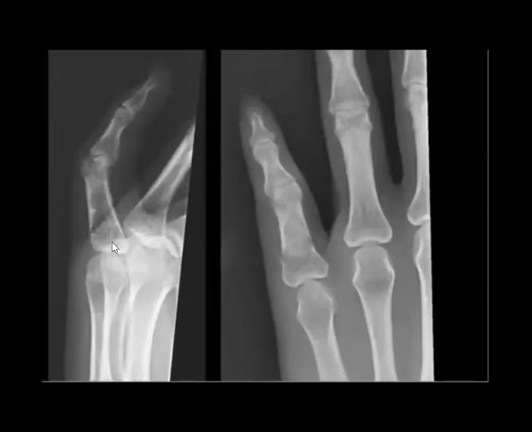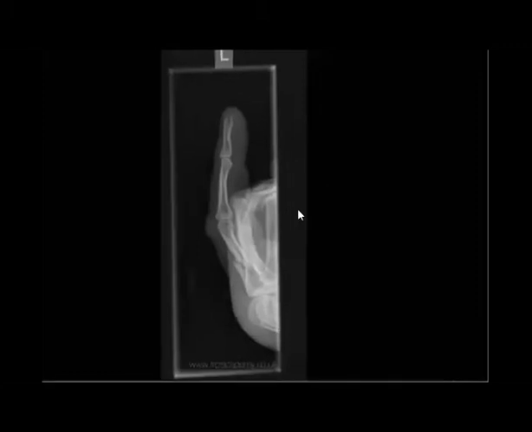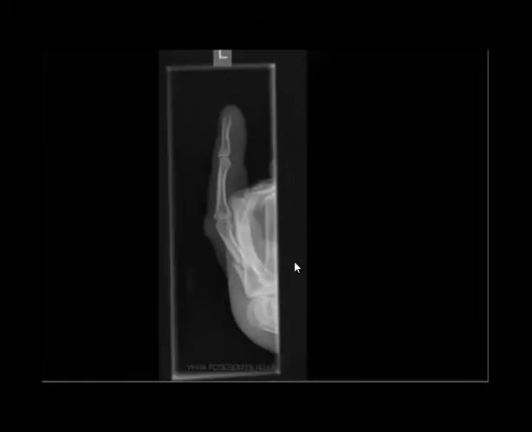What happened here? Enchondroma or lytic lesion, and it has a pathological fracture. Perfect. It has a pathological fracture.